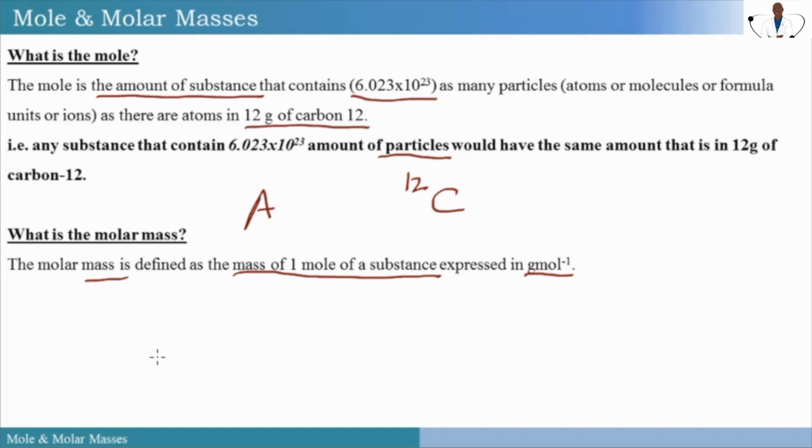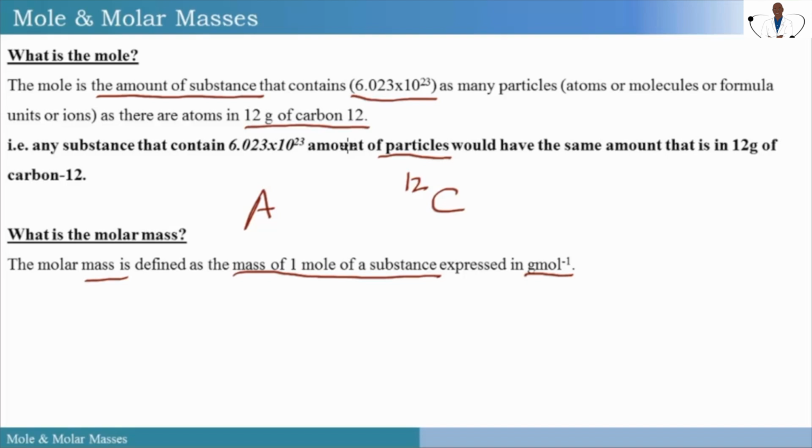Well, we know the substance is 1 mole if it contains this number of particles, 6.023 times 10 to the 23rd. Now, this number is called Avogadro's number. Avogadro is the name of the person who found out that any substance that contains this amount of particles would have the same amount of particles as in 12 grams of carbon-12. And so, you will be hearing about Avogadro's number as we go through the mole concept.